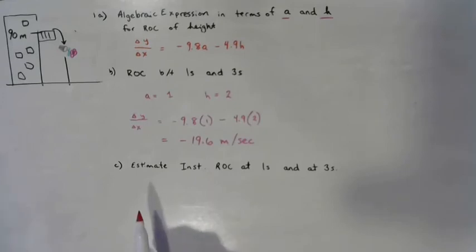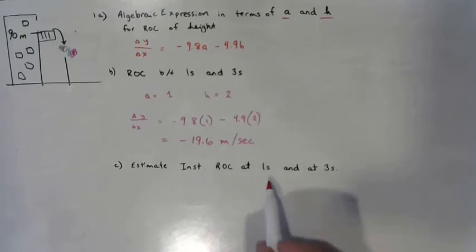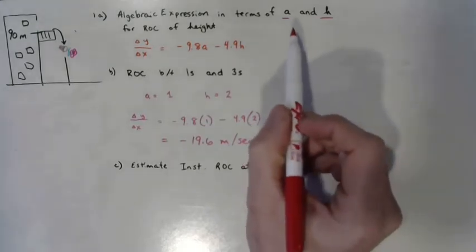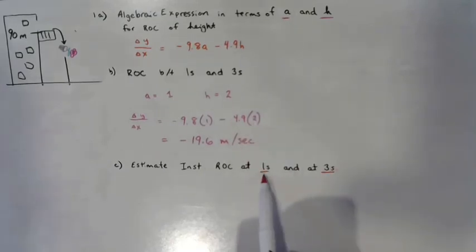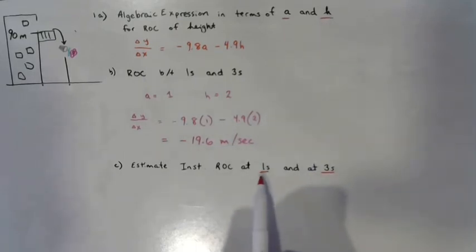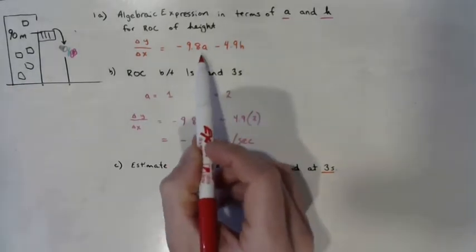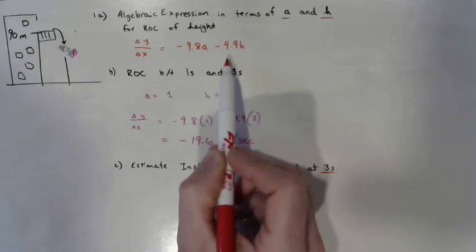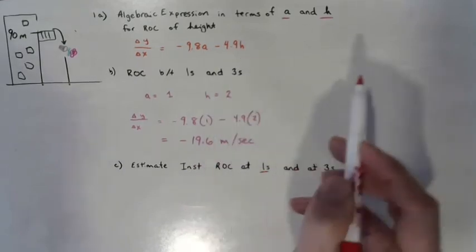In part C, we're asked to estimate the instantaneous rate of change at 1 second and at 3 seconds. Now, we can do that by bringing point Q as close as possible to point P. What does that mean? It means we're going to start with an a value of 1, and our h value is going to get smaller and smaller and smaller in order to most accurately reflect the instantaneous rate of change.